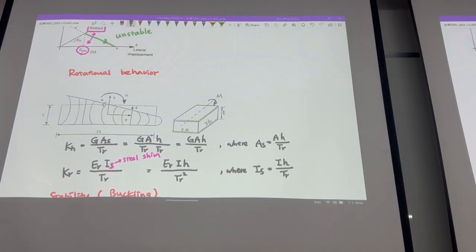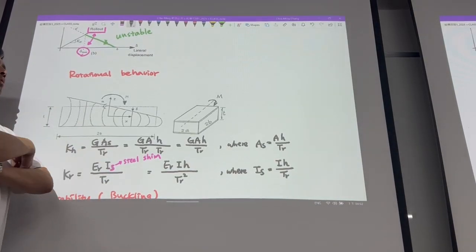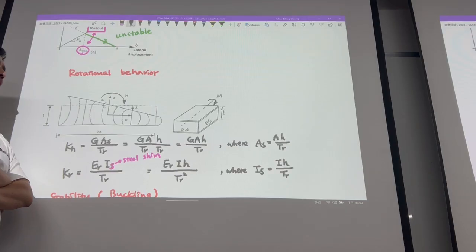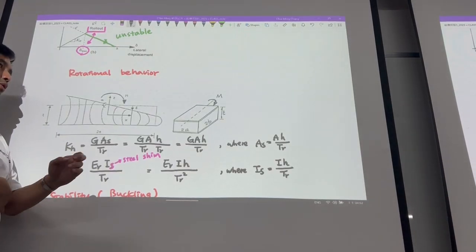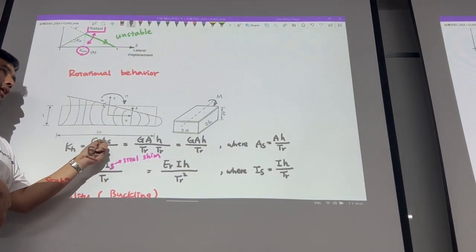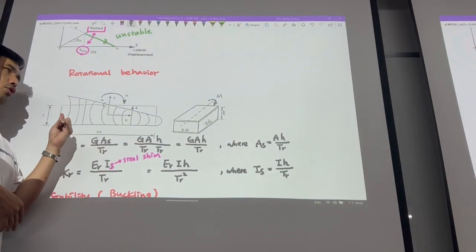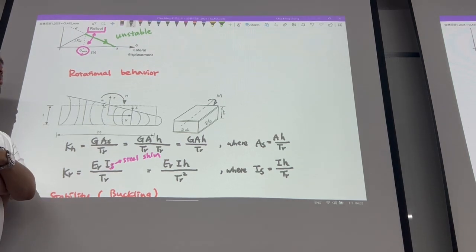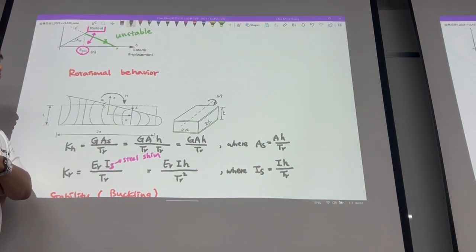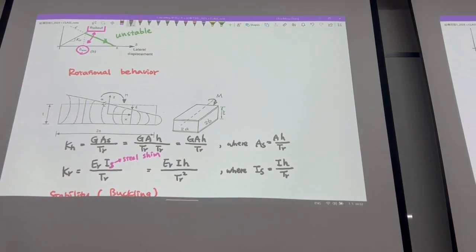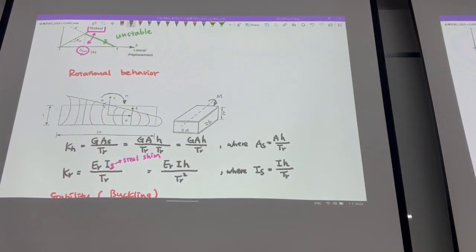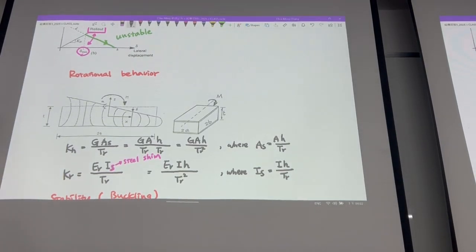So what I mean here is that when you want to include the contribution from both rubber and steel sheet, then the original equation should be modified. Okay, the way to modify it is PR squared. So the way to modify it, just like this way.